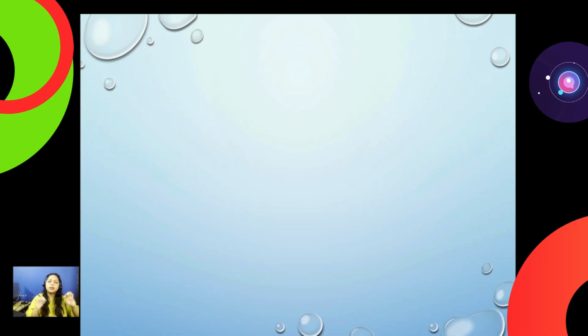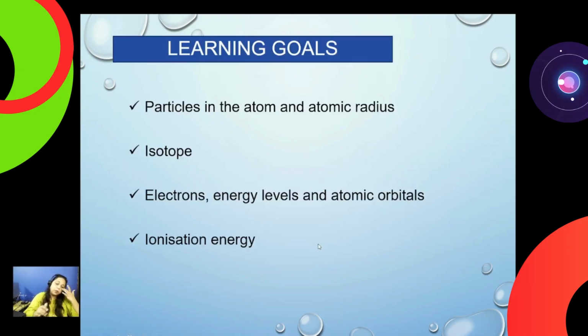Today we are going to learn the very basic thing in chemistry, that is about atoms, how the electrons are arranged in an atom. So our learning objectives for this chapter are, first of all, we are going to discuss the particles in atom and very specifically the atomic radius, what is atomic radius and how electrons are present in the atom.